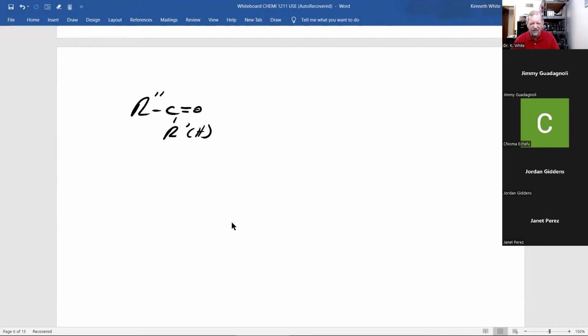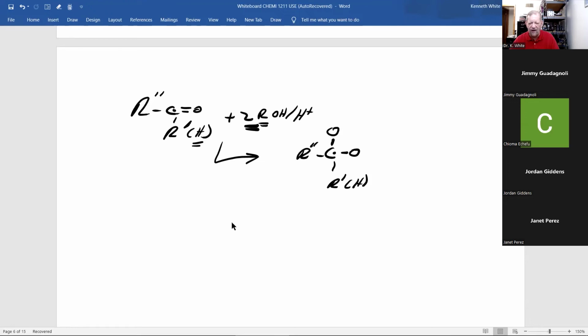Now, if you take an aldehyde or ketone, if R prime is hydrogen, it's an aldehyde. If R prime is carbons, it's a ketone. And now we react it with not one, but two molecules of alcohol and acid catalyst. Keep your eye on the carbonyl carbon. What's attached to it, R prime or hydrogen and our R double prime, are still there. And the 2 tells you you're going to have two oxygens and the R group from the alcohol will be on each oxygen. So let's take a look at this reaction.